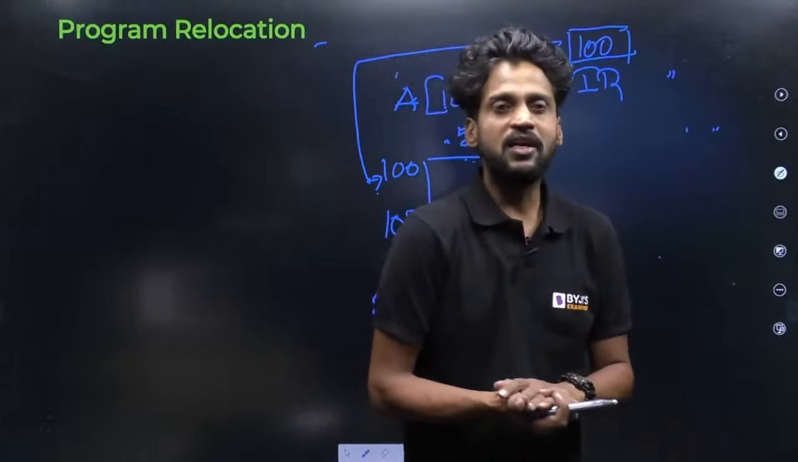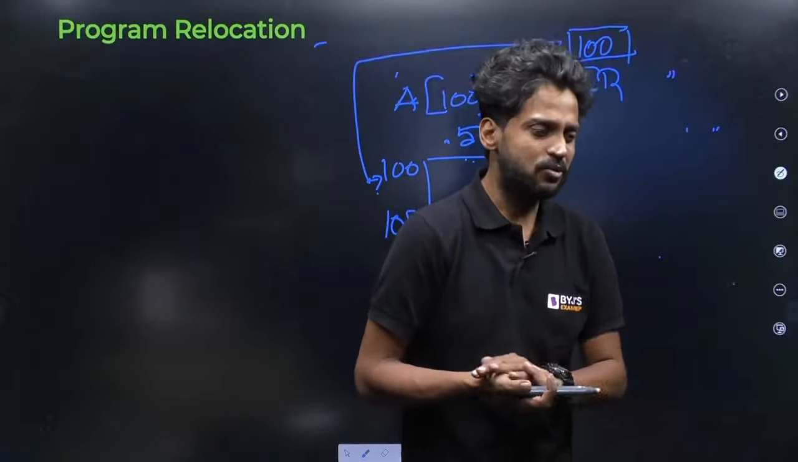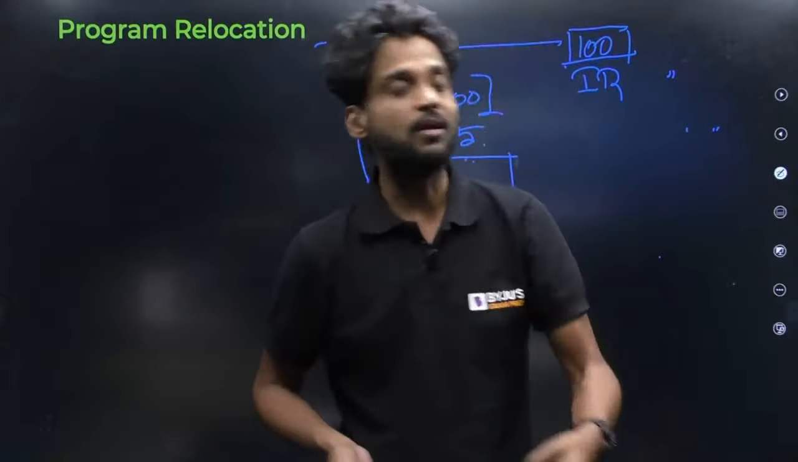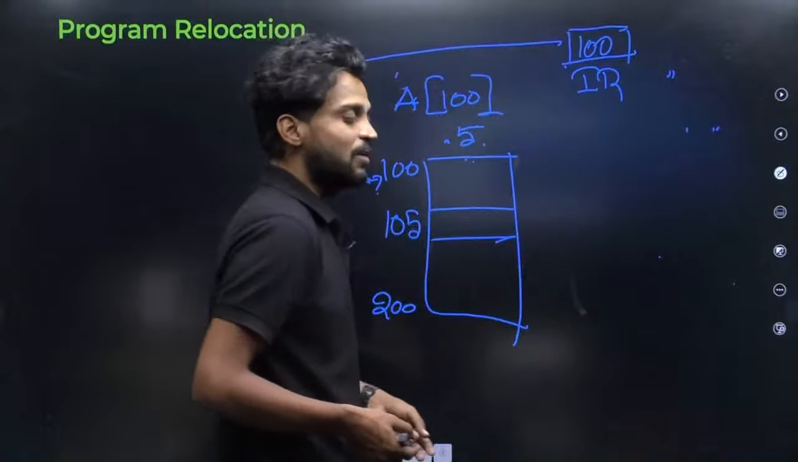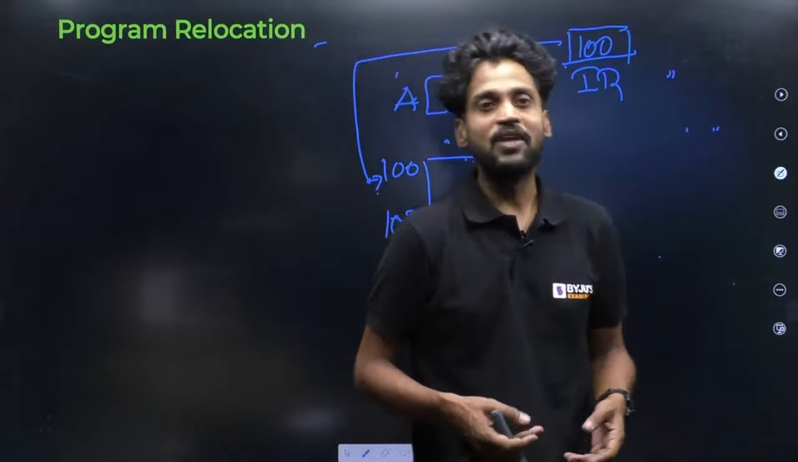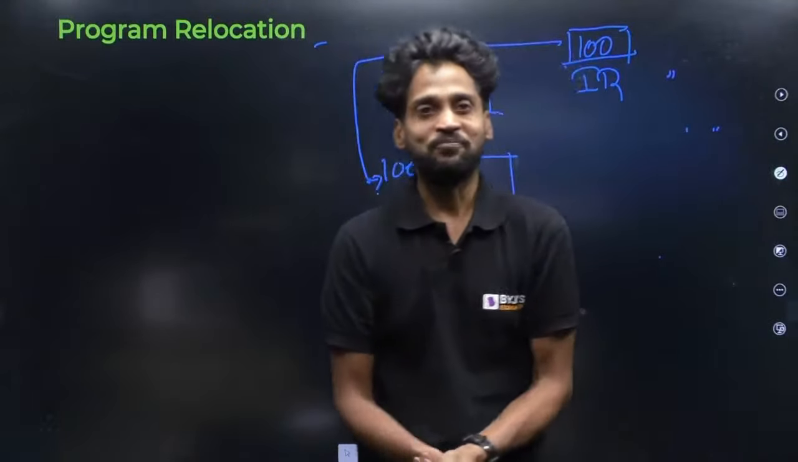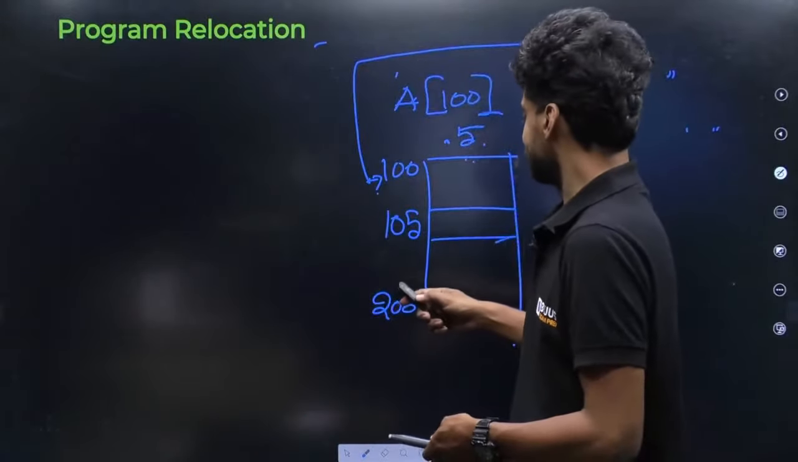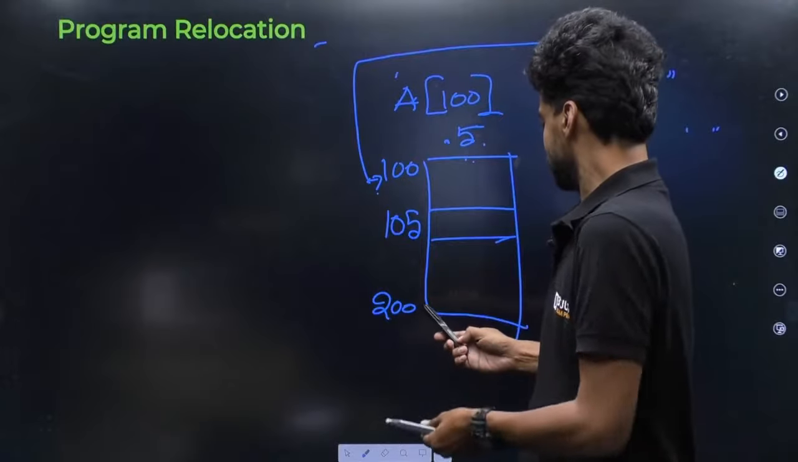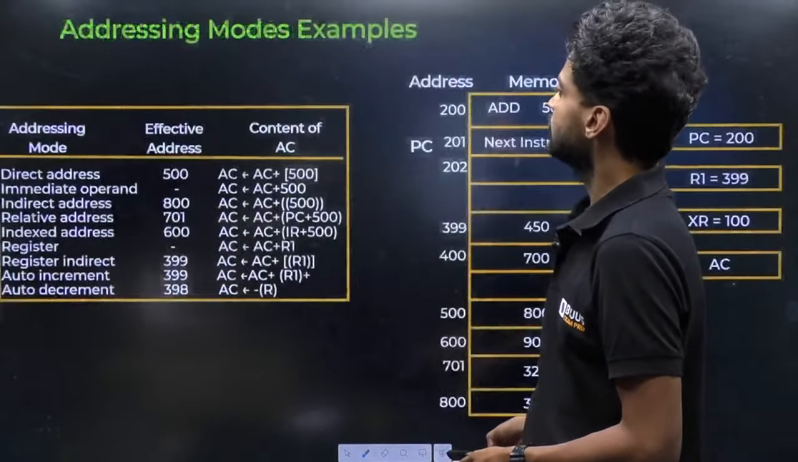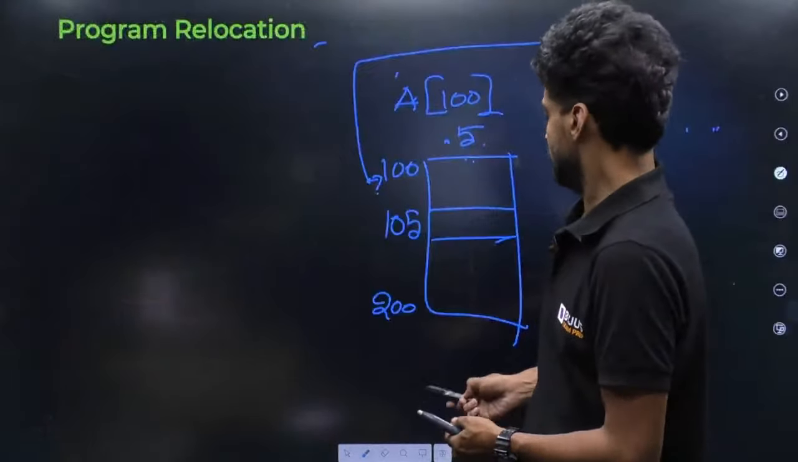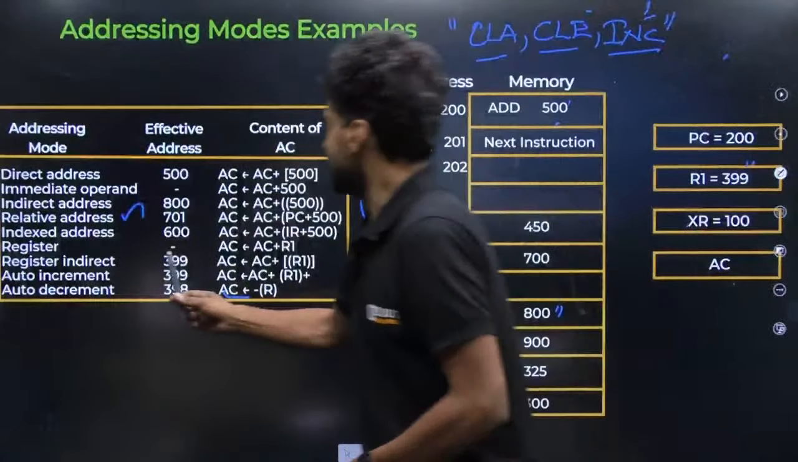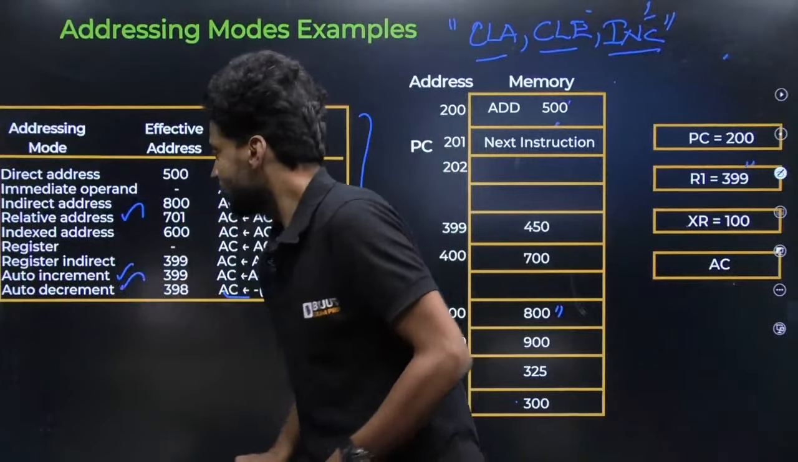Okay, these are the addressing modes. Any addressing mode that I forgot? Yes, auto increment and auto decrement. If you don't have them, there are no loops at all. There is something called auto increment and auto decrement.